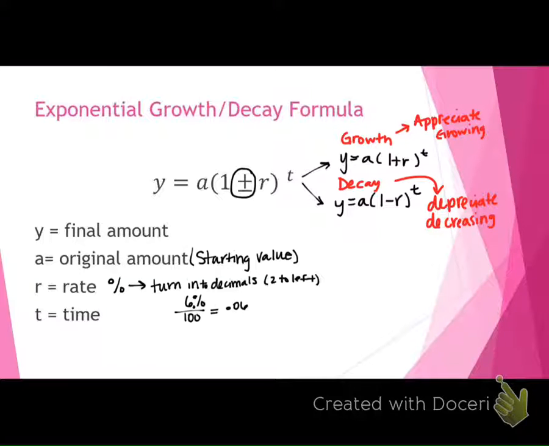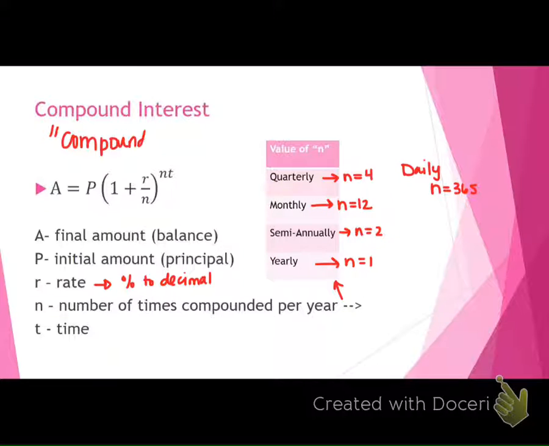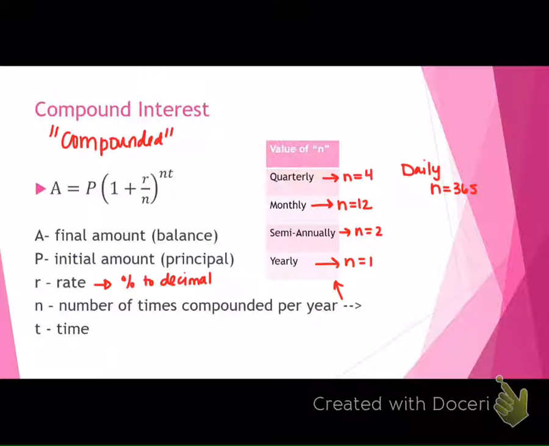For compound interest, you're going to look for the word compounded. If you see the word compounded, it is compound interest. So if you see the word compounded, that means you're using the compound interest formula. Okay? Do we all understand that before we get into these word problems here?